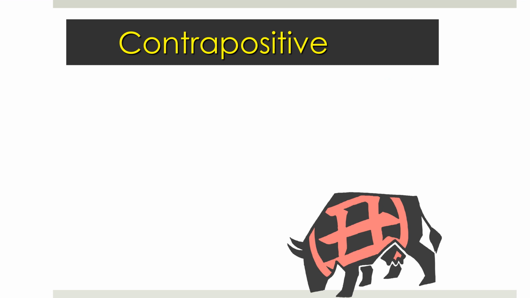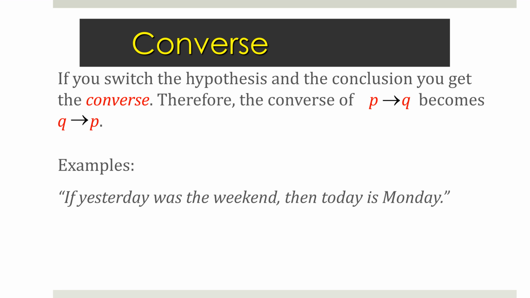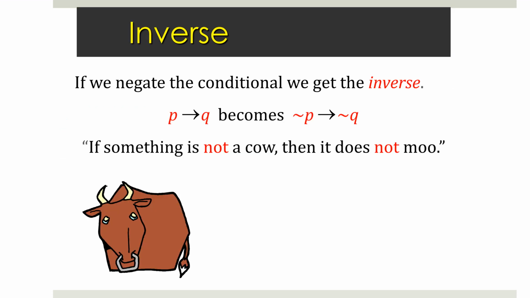Contrapositive. So, let's back up. We start with P implies Q. We switch the order, we get the converse. Okay? We start with P implies Q and we negate both of them. Now, the opposite is not, I shouldn't use the word opposite. We're negating, we're not taking opposites. So we're not changing on to off. We're just saying not on. Okay? Not a cow. Does not move.